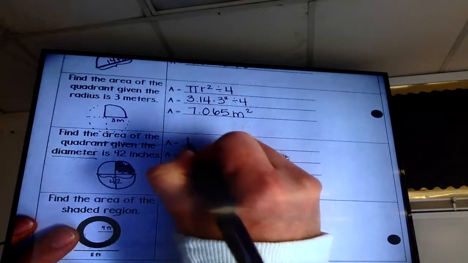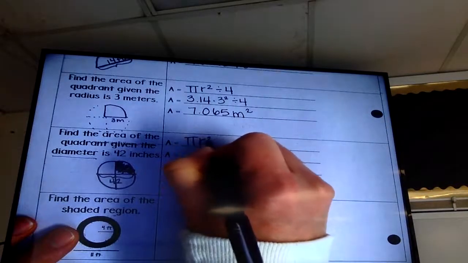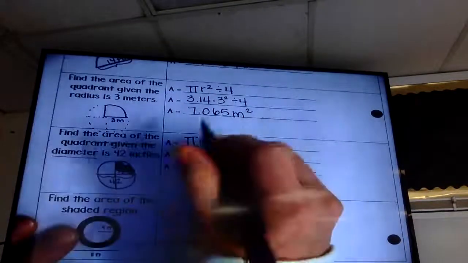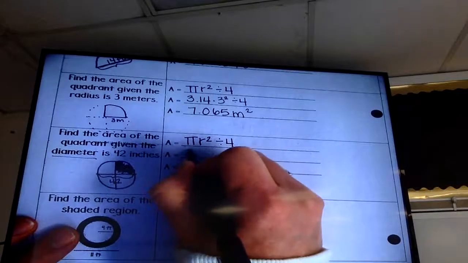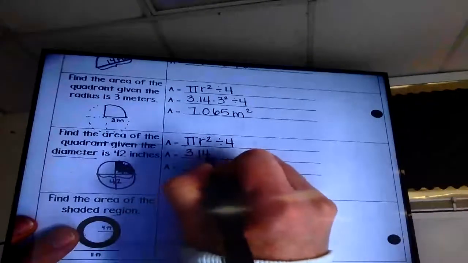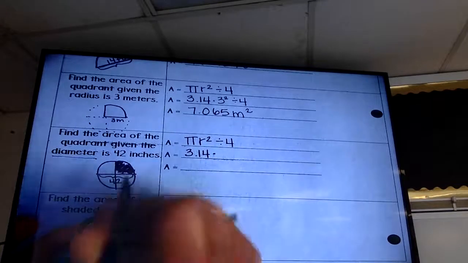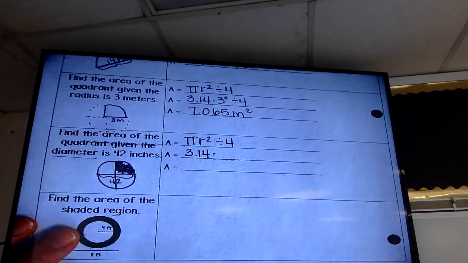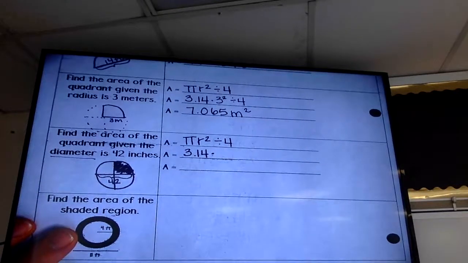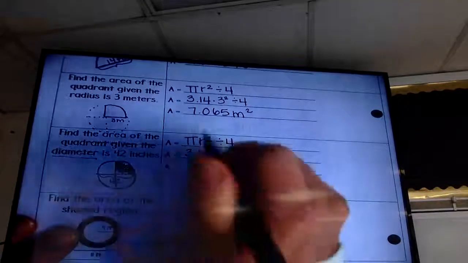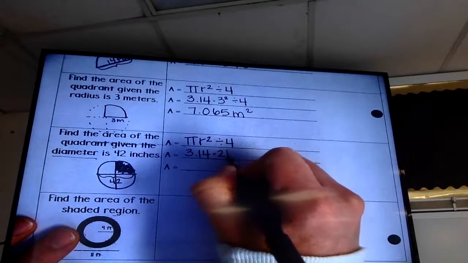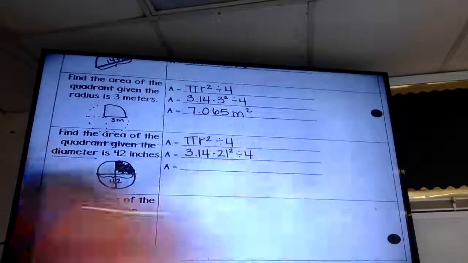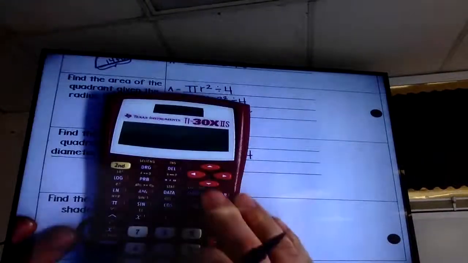All right, so let's write our formula. Pi r squared, it's a quadrant, so I'm going to divide by 4. Fill in what I know. I don't know the area, but I know pi is 3.14 times the radius. Well, I've been given the diameter, and I know radius is half of the diameter. So I'm going to say 42 divided by 2. It's going to give me 21 squared divided by 4. Oh, I feel like it's going to be a pretty big number.